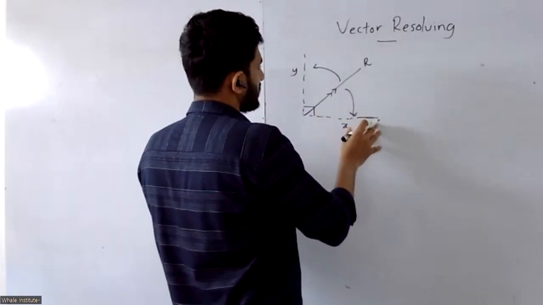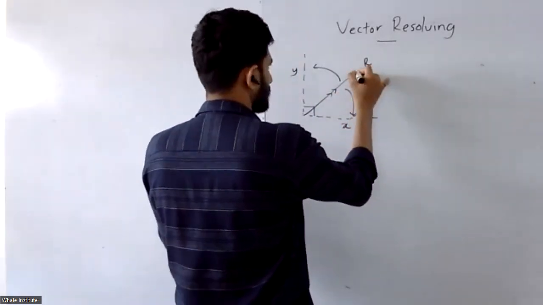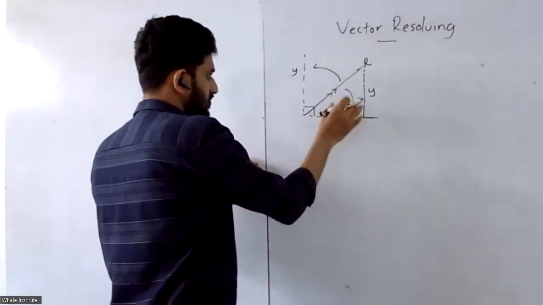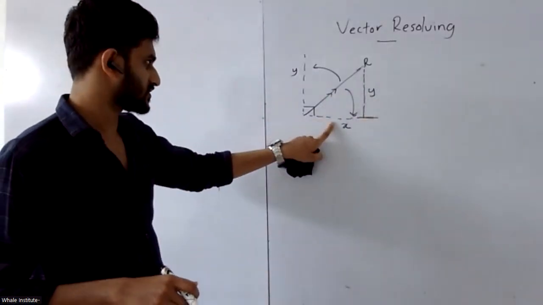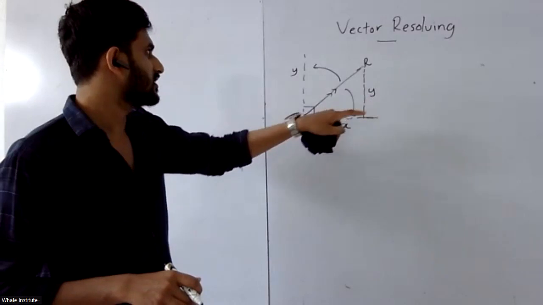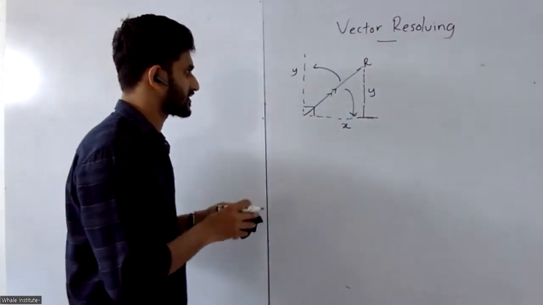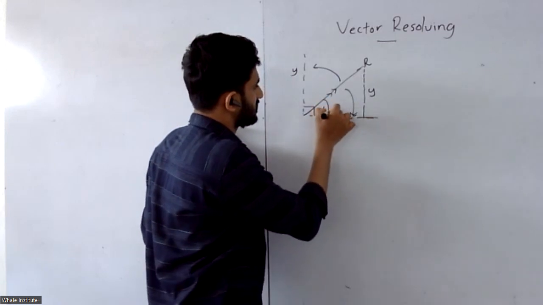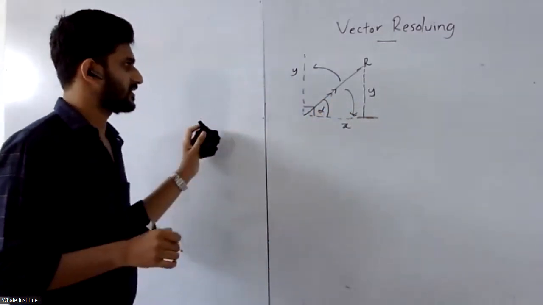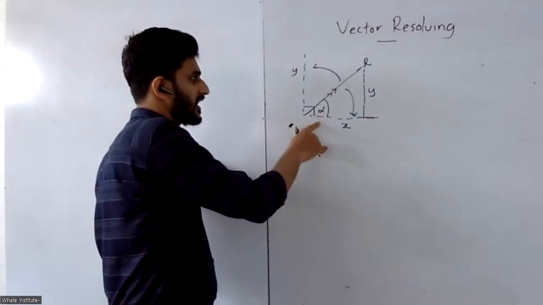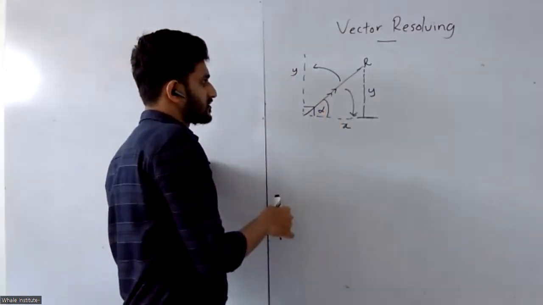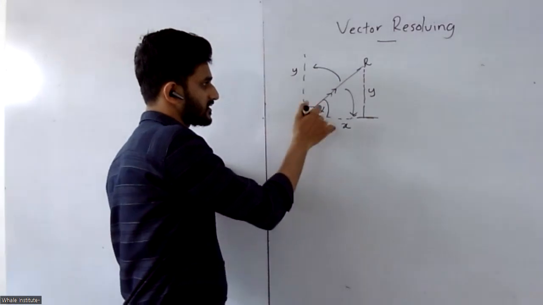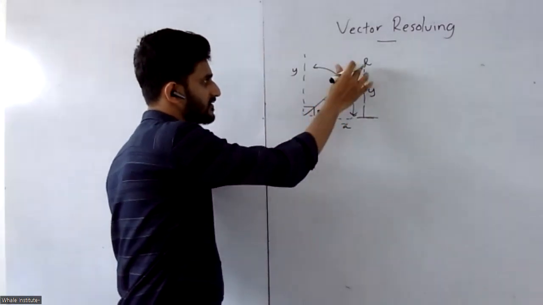Here we can denote this side as y. So the magnitude is x here because it's towards the x direction, and this is y because it's towards the y direction, and this is the angle. I will name it alpha, and then we are going to find the x and y components. So here we should know alpha and the value of R.